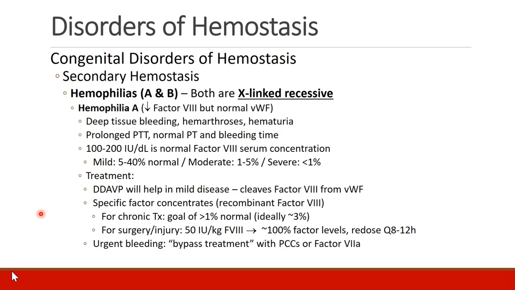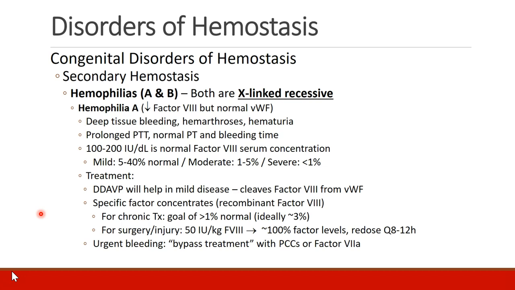Hemophilia A and B are both X-linked recessive diseases. Hemophilia A is due to a decreased level of factor VIII. These patients may still have normal von Willebrand's factor levels. Patients present with deep tissue bleeding, hemarthrosis, which is bleeding into joints, and hematuria. We expect to see a prolonged PTT, but a normal PT and bleeding time.